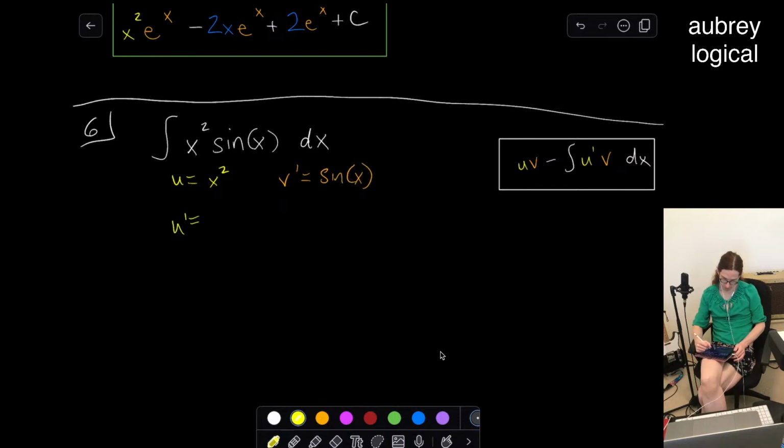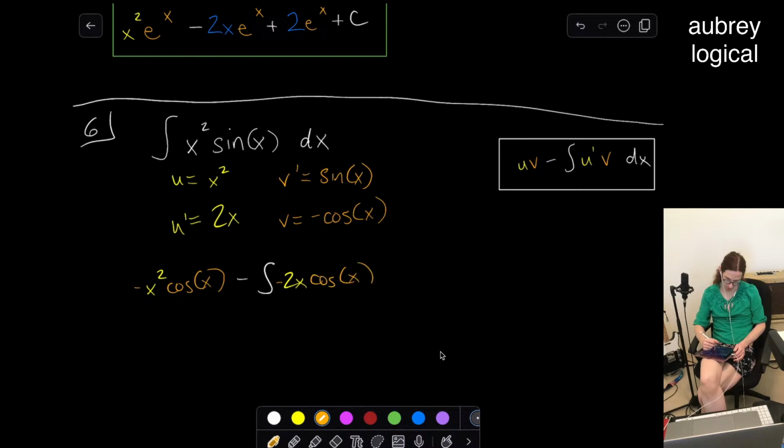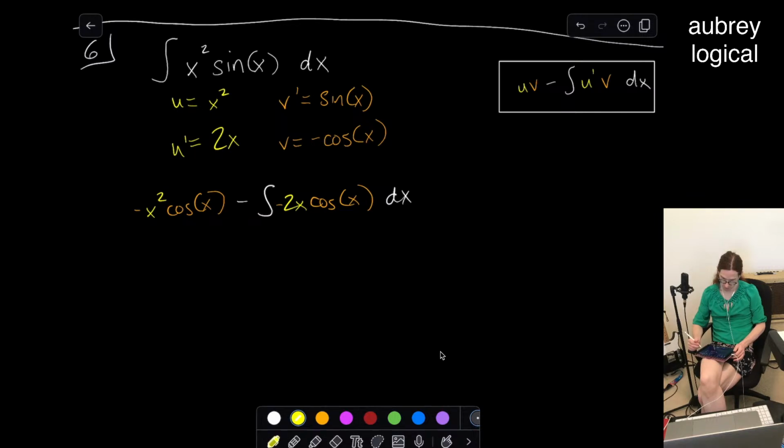So the derivative of u is going to be 2x. The antiderivative of v is going to be negative cosine of x. Now we can do x squared times negative cosine of x minus the integral of 2x times negative cosine of x dx. And again, we're going to have to do integration by parts twice.